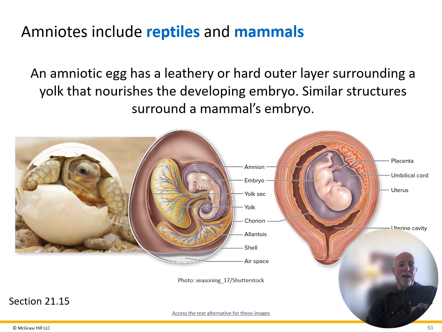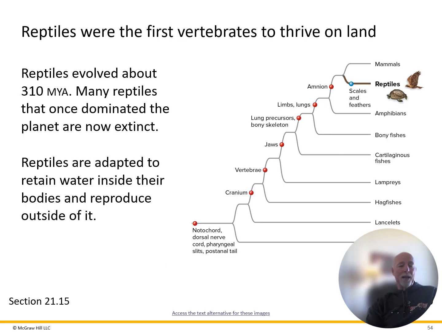Here we are with the amniotes. These are the two groups that have a developing embryo within a sac, whether covered by an egg or not. These are the reptiles and the mammals. Sometimes it's a leathery egg, sometimes it's a hard shell egg, but that depends on whether it's a reptile or a mammal. The reptiles were the first vertebrates to really thrive on land.